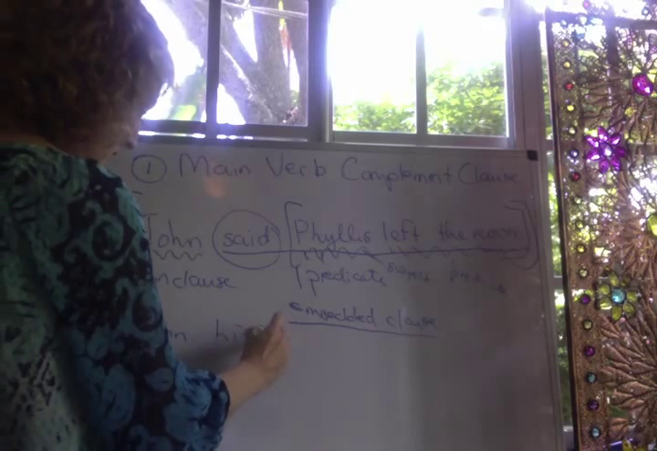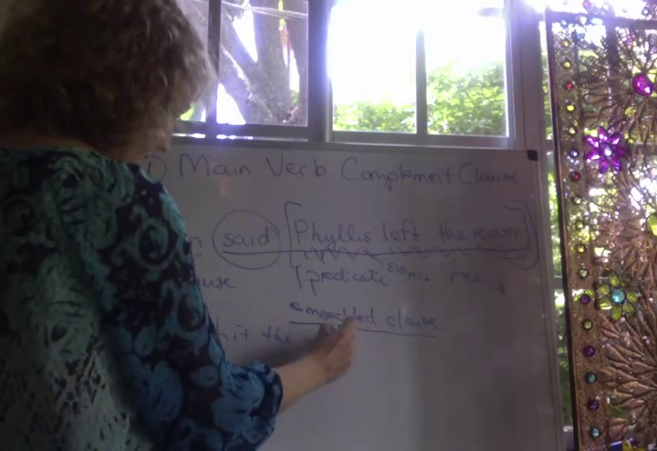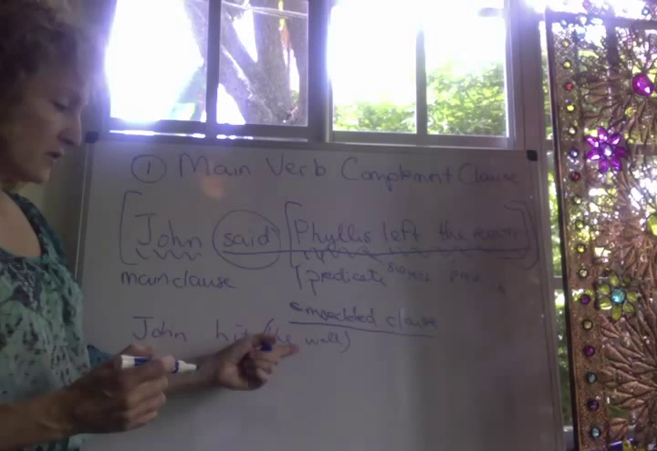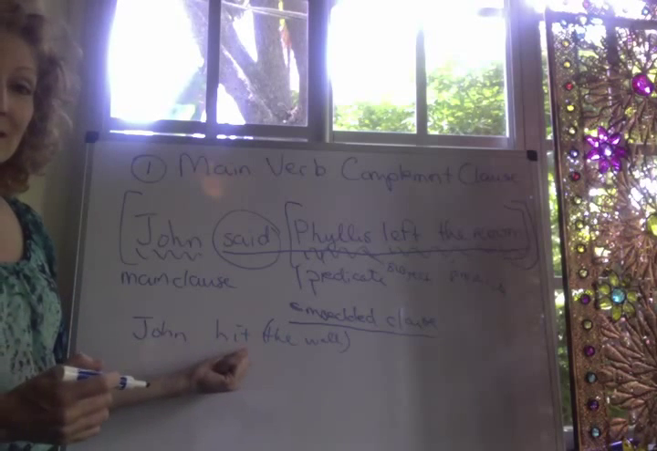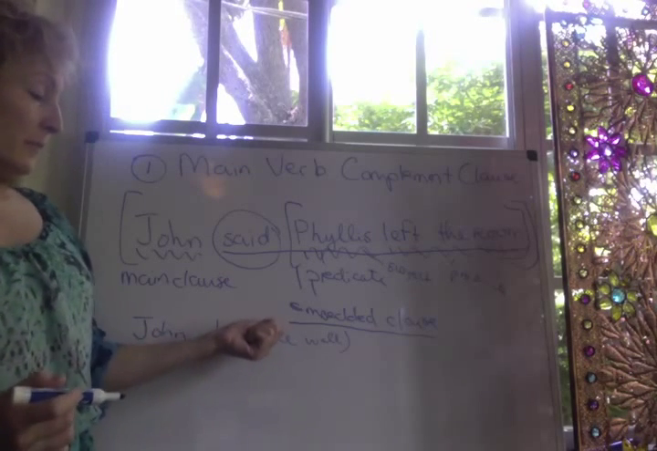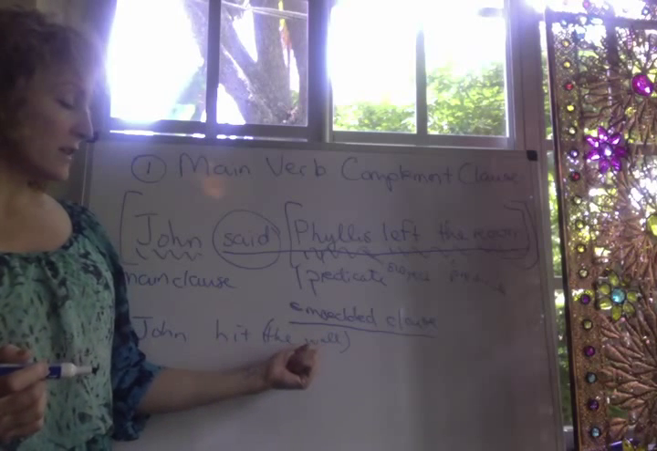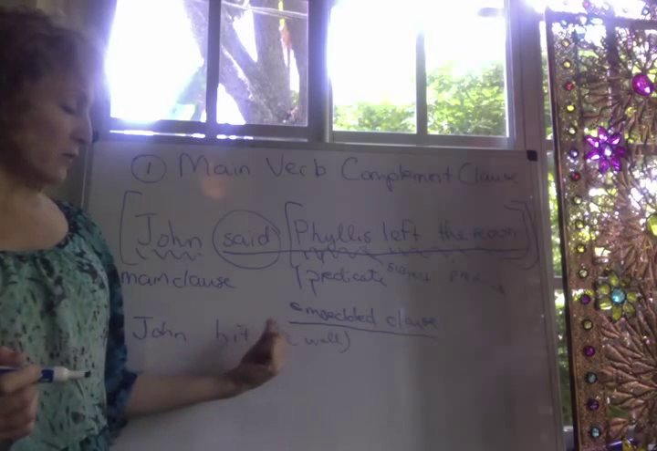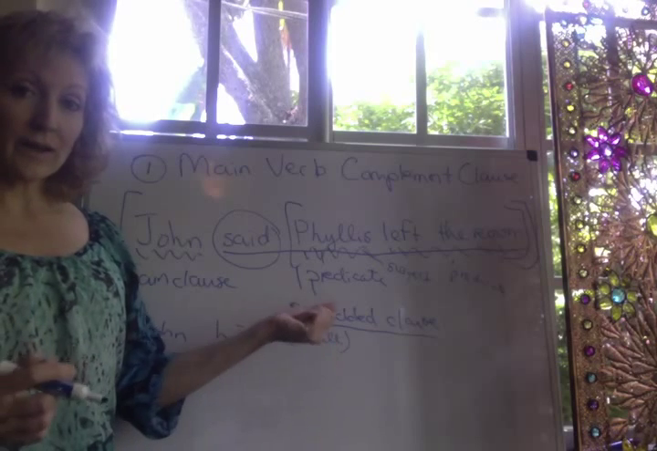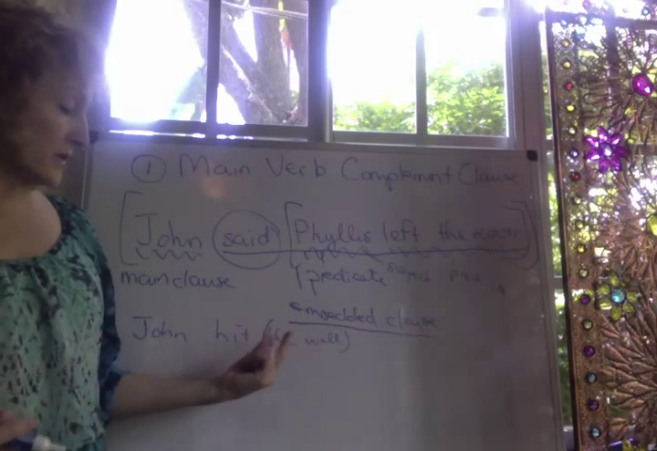John hit the wall. Here, the wall is serving as the direct object of the verb hit, and it's a noun phrase, so we know that it can be a direct object. And in the structure, the verb group hit will be taking the noun phrase the wall as its direct complement, and it will be monotransitive, right?